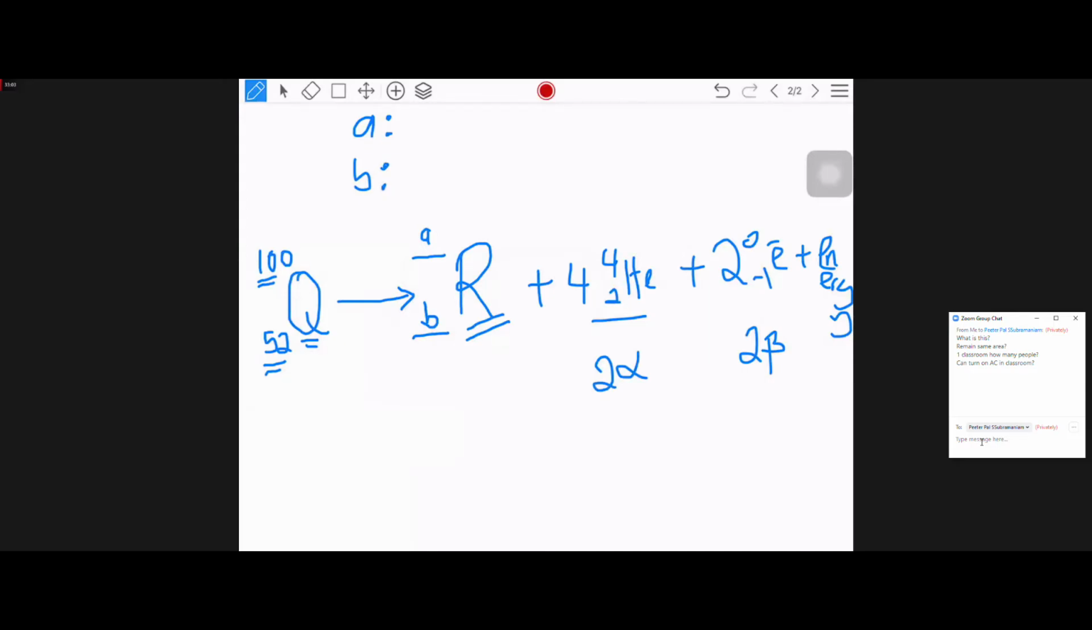So what we do here, we take the nucleon number first. 100 is equal to A plus 4 times 2 plus 2 times 0. So A equals to what, class, faster? A equals to what, Satish? A equals to what?